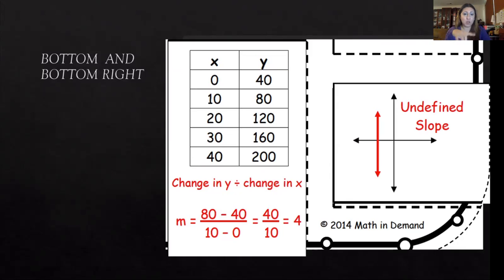So this slope right here is called undefined. It doesn't have a slope. Let's just put it that way. That's probably the easiest way. It's undefined. There's no slope that we can talk about. All right. Undefined slope.